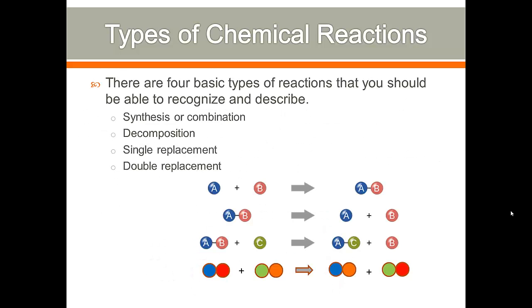Next thing, types of chemical reactions. There are 4 basic types of reactions that you should be able to recognize and describe. The first one is called synthesis or combination, and you'll see it's the first diagram down below. Here you take 2 separate things to make them into one new product. The 2 separate things can be elements or compounds, depending on what you start with, but you will end with just one single product.